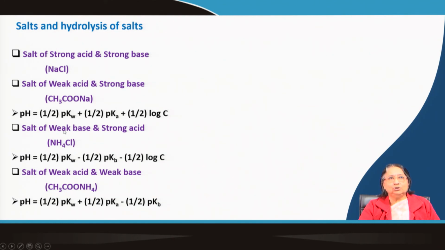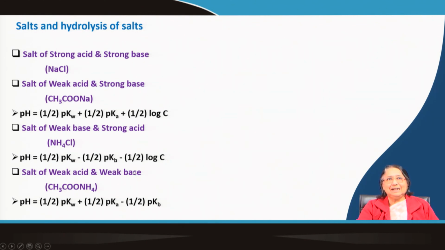Similarly, if it is a salt of a weak base and a strong acid, like ammonium chloride, you will think that if you dissolve it, it will give neutral pH, but it is not. It will give acidic pH to the water. How can you calculate it? pH is equal to half pKw minus half pKb minus half log C. Same way, C is the concentration of the salt, and the base here is ammonia, so you have to use the pKb of ammonium hydroxide.